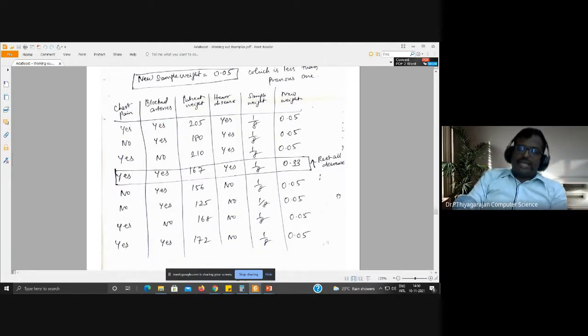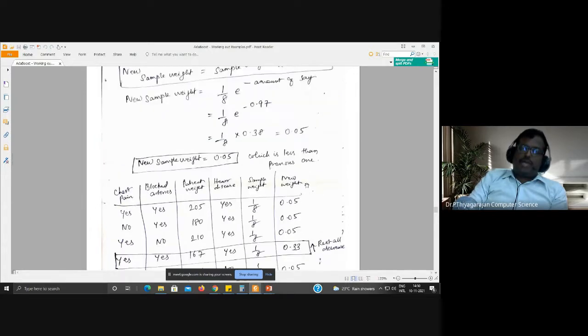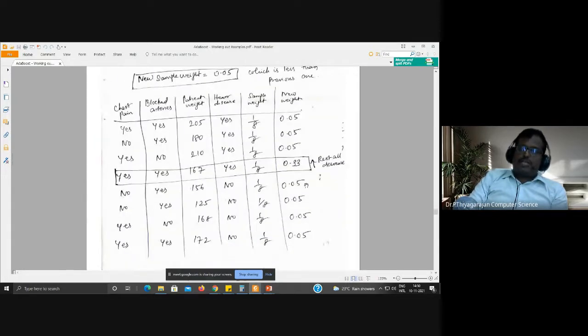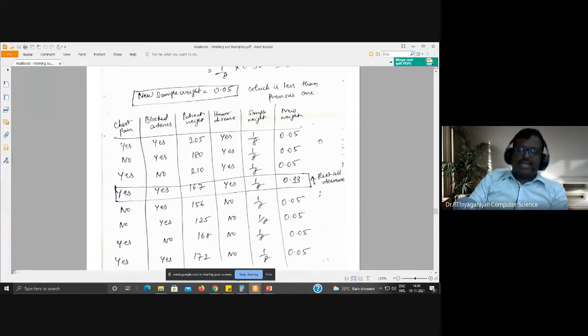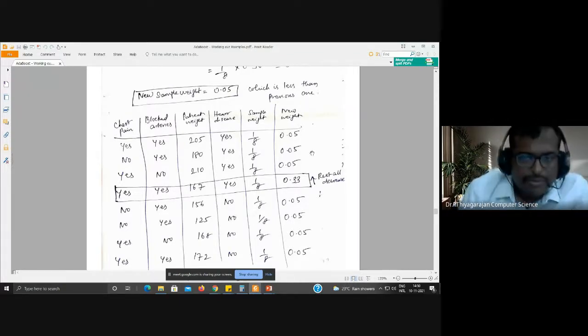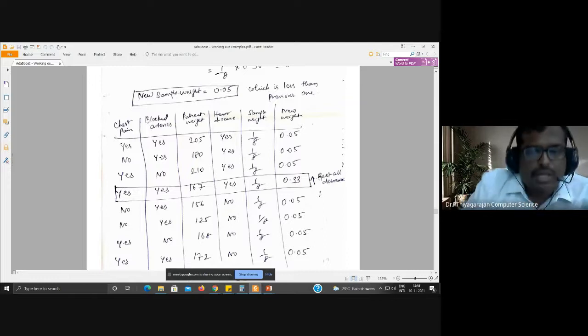See, for this incorrectly classified row, we have given more weightage for sample weight. For the rest of the correctly classified rows, we have substituted the new sample weight by the formula 1 by 8 into e to the power minus amount of say. If you do that, you will get 0.05. That 0.05 will be substituted for the rest of the correctly classified rows. Have you understood until now? So again, I'm emphasizing this: AdaBoost will work on the incorrectly classified data. Can I proceed? Yes, sir.